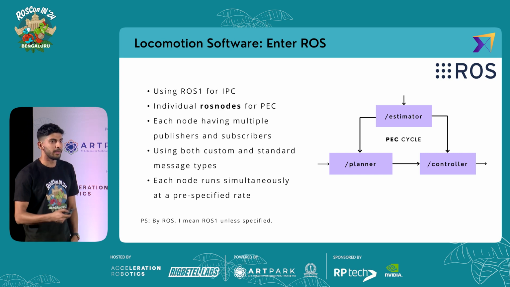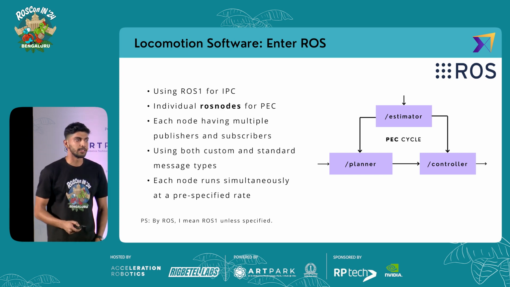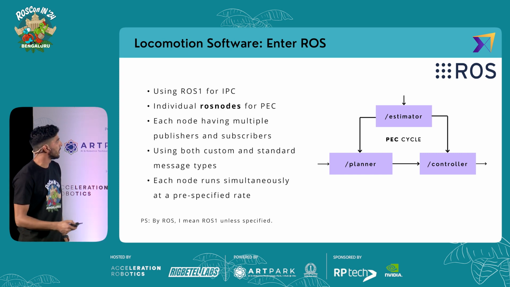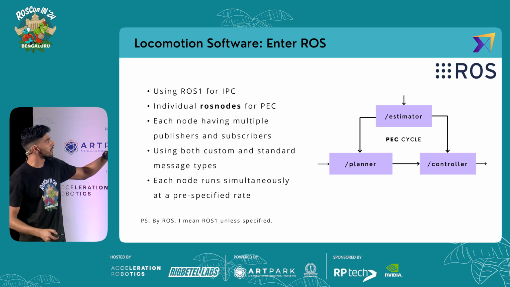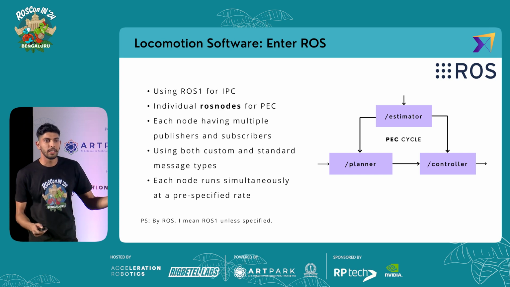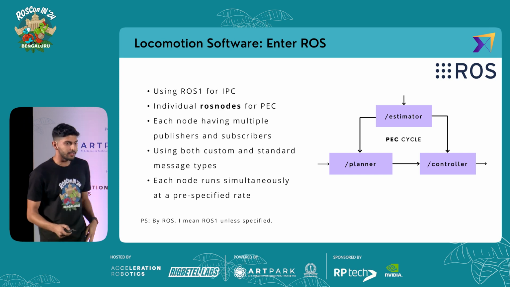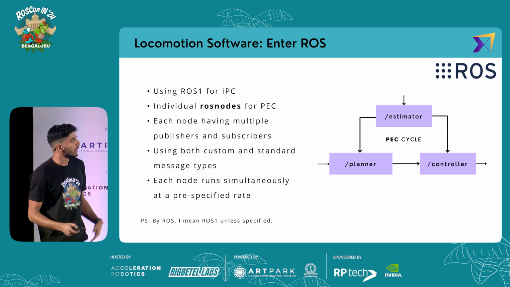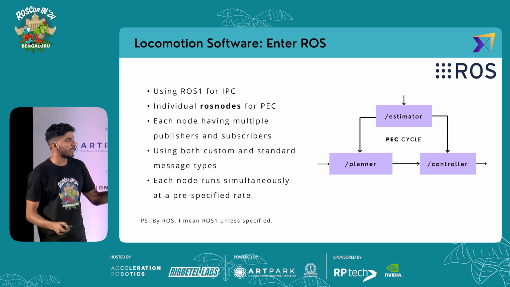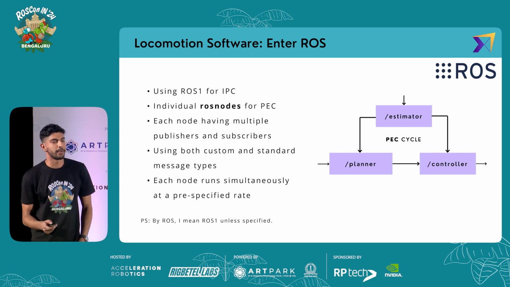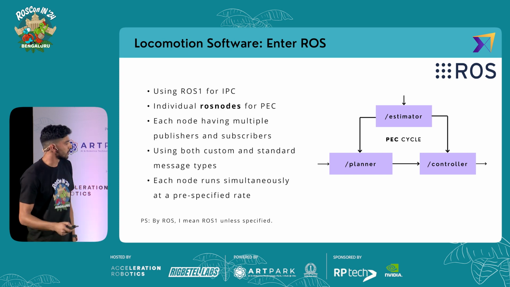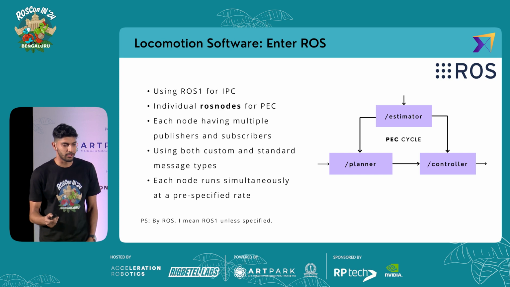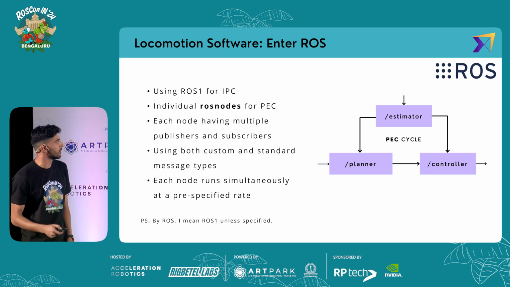Each node would be publishing and subscribing to certain topics, and each of these nodes runs simultaneously. The key thing to note here is that it's an asynchronous architecture in which the planner, the estimator, and the controller can each have their own separate execution rates. That is one point we should keep in mind, because it would be relevant in the subsequent slides.